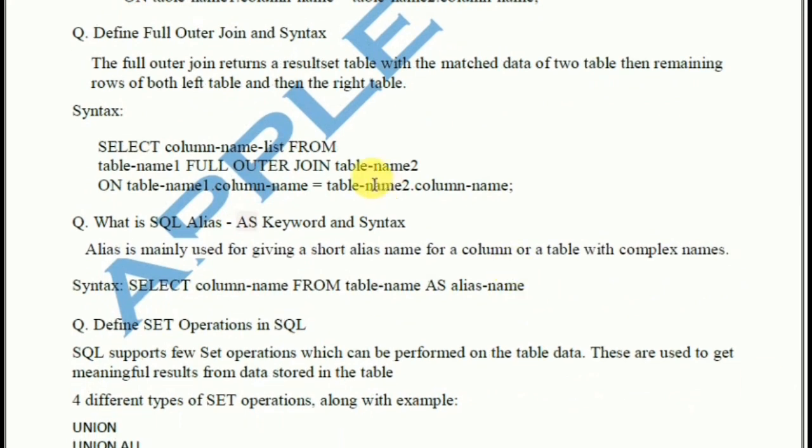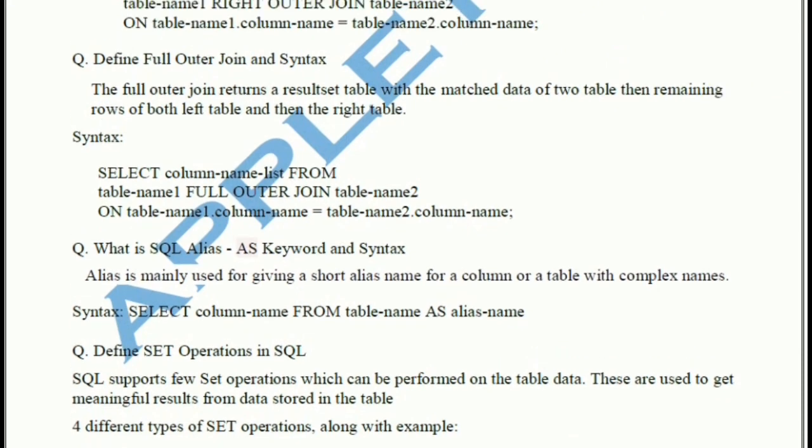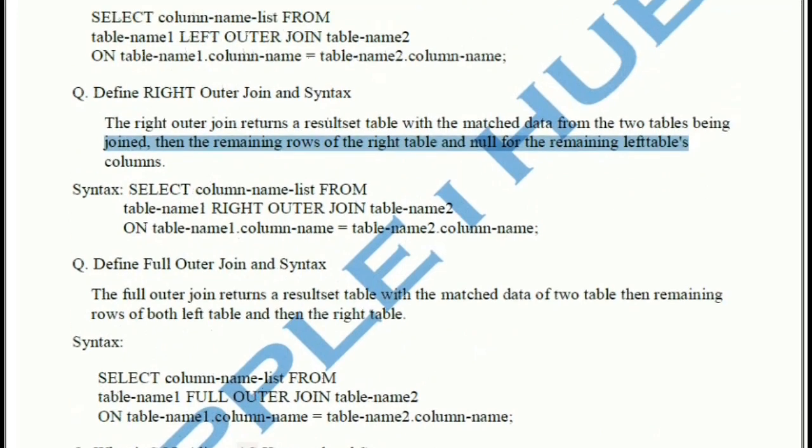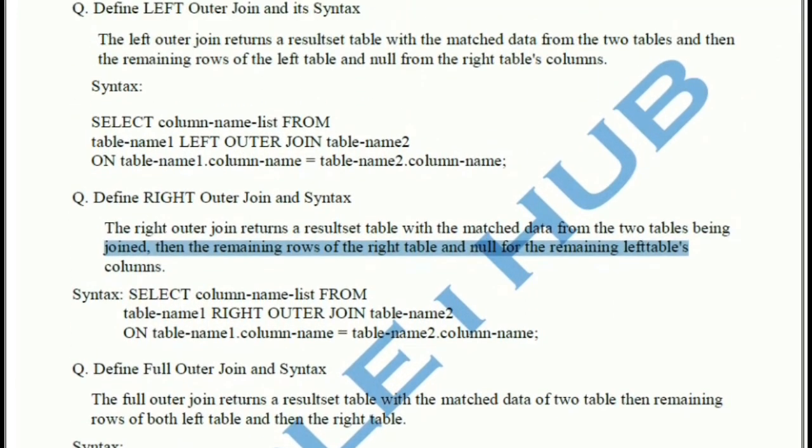Fully outer join means the fully outer join returns a result set table with the matched data of two tables, then the remaining rows of both the left table and then the right table. See, definitions are very easy to remember. Very easy to remember.